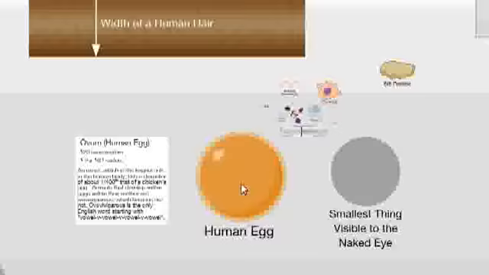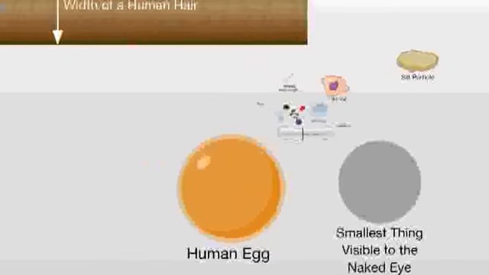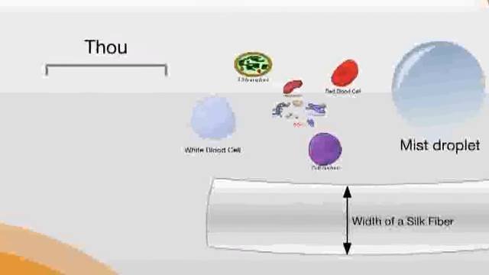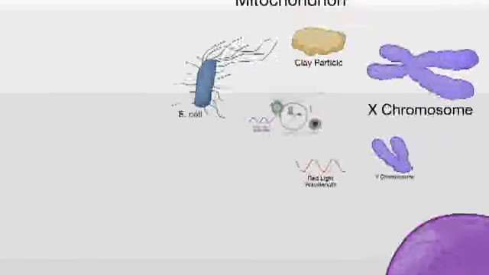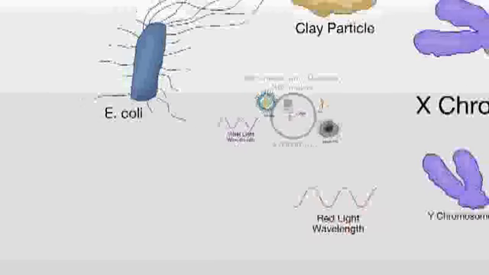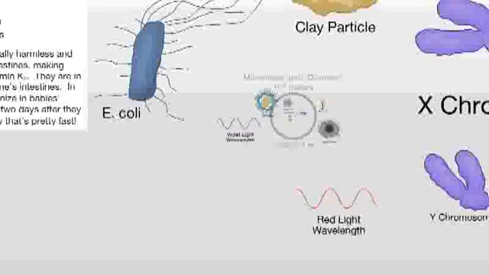Here, the average human egg is 1.2 times 10 to the minus 4. I didn't know humans lay eggs. Anyway, let's carry on. Here you can keep on zooming in, and E. coli here, if you click on it, it will say 2 times 10 to the minus 6. So let's jump to that.